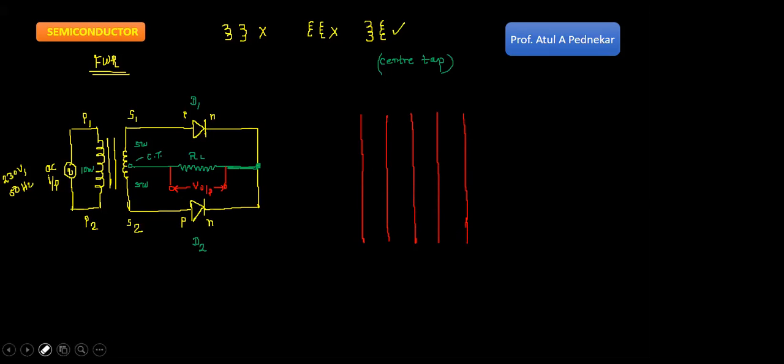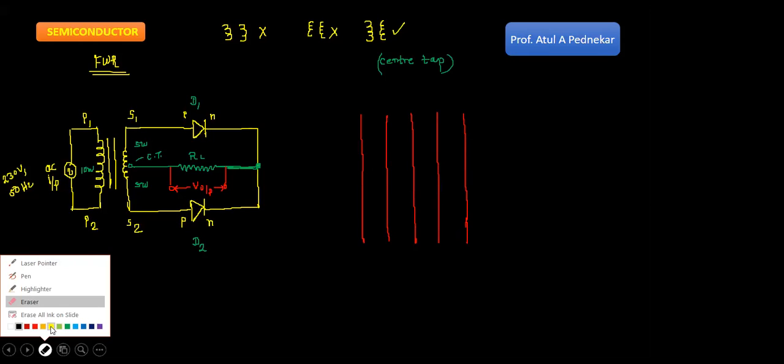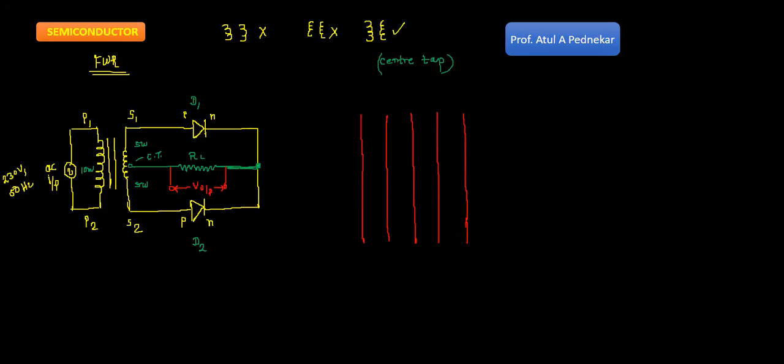Now let me draw the waveform for this. So what will we draw first? First we will draw the input waveform. What is the nature of the input? The input is AC in nature. This is the positive half cycle, this is the negative half cycle. Positive half cycle, this is the negative half cycle. Okay, so polarities are changing with respect to time. Polarities are changing with respect to what? Time.